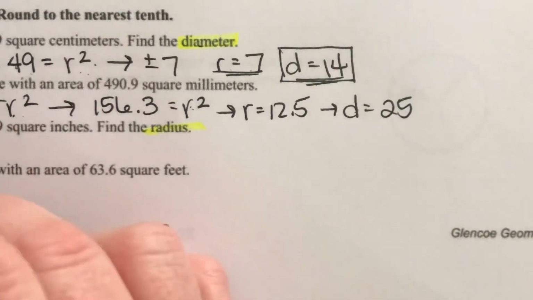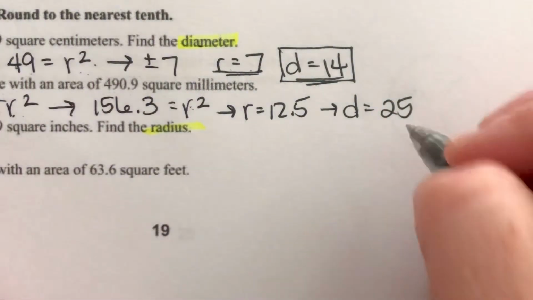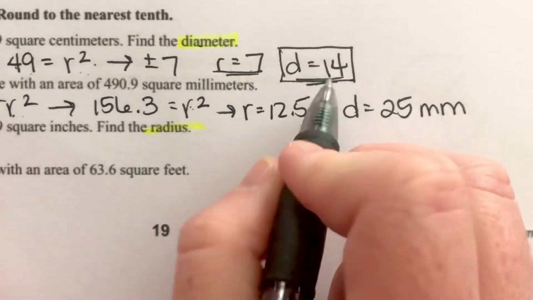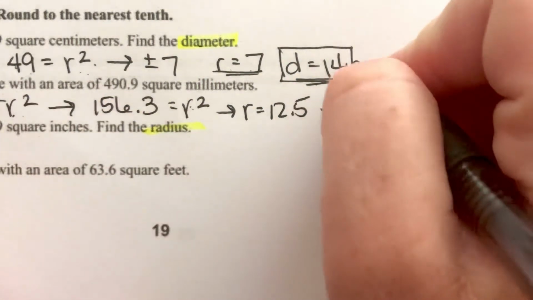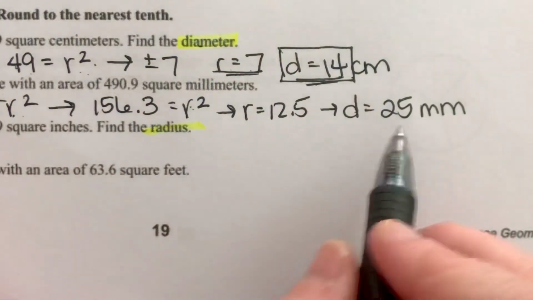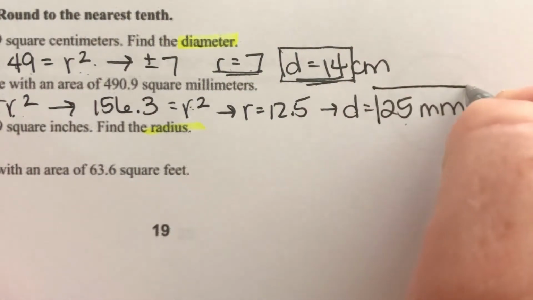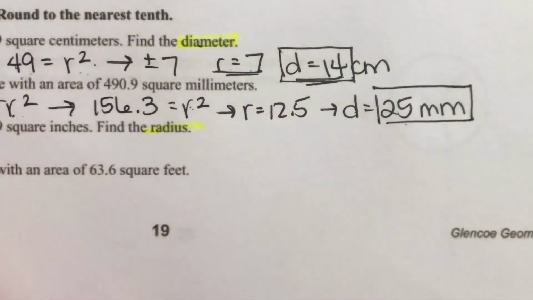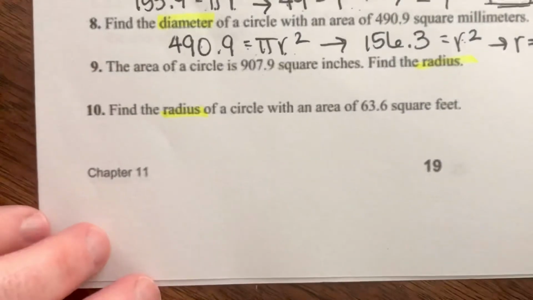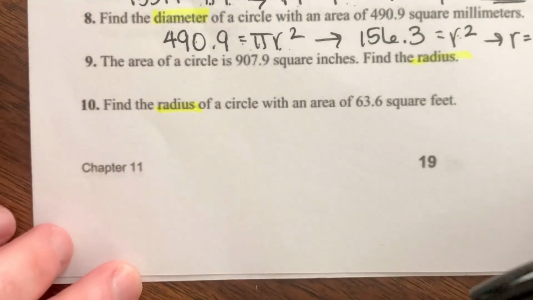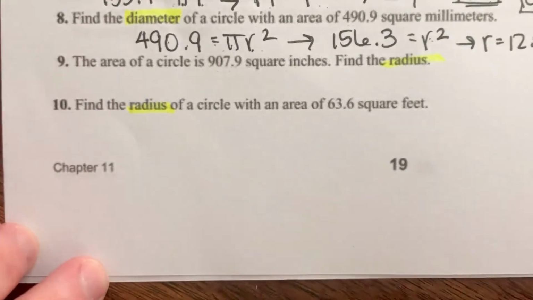And that is in millimeters. Don't forget your units of measure. I didn't put it up here. This is in centimeters. This is 14 centimeters, this is 25 millimeters for the diameter. Okay, next two, we're looking for the radius, but still we're going to do the exact same thing. We just don't have to multiply by 2 at the end.